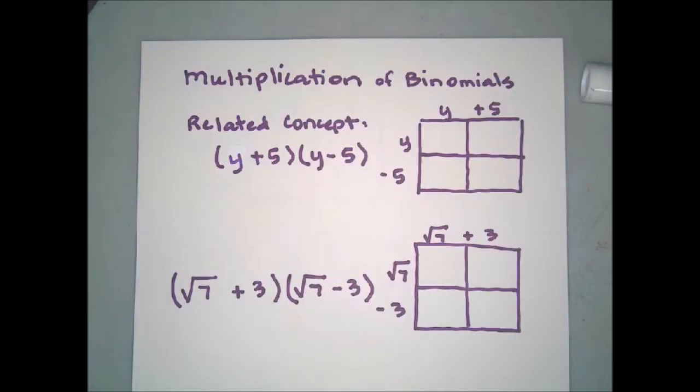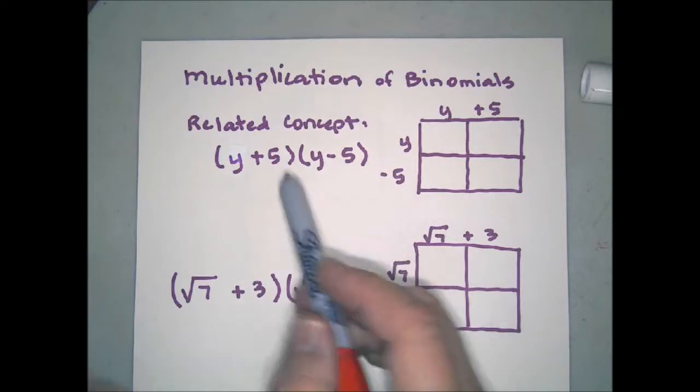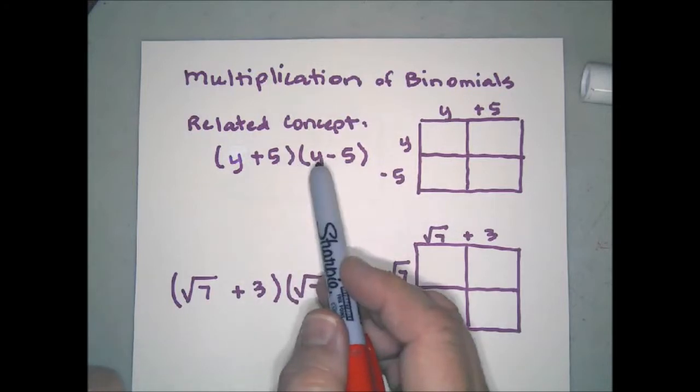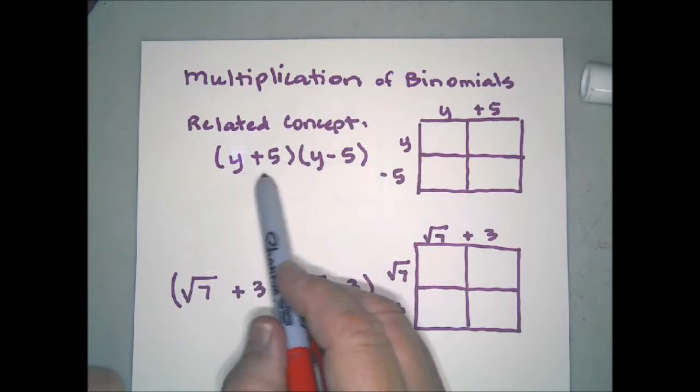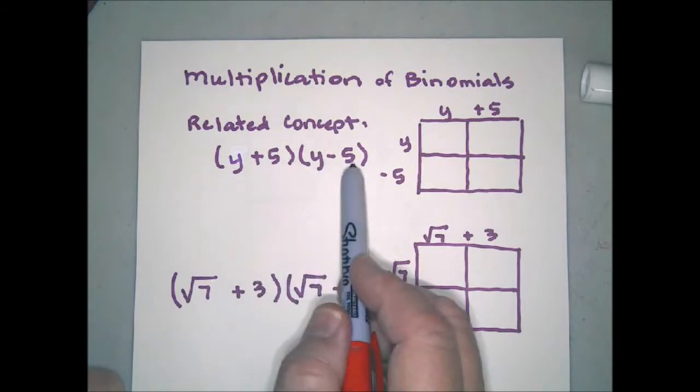The last part of worksheet 3 starts having you do some multiplication of radical terms. And again, I'm going to start it off with a related concept. You've already done this. You've probably done it many times. Y plus 5 times y minus 5.